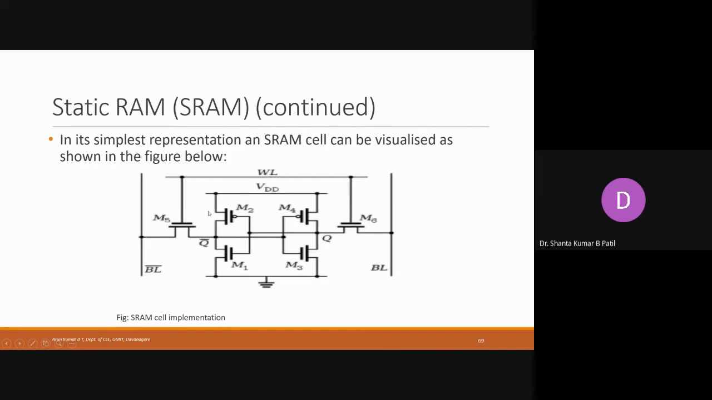Please note, students, the collector of this one is connected to the 5 voltage, and the emitters of these two transistors are connected to the ground. When the base receives from this side, this base is receiving 0 and this base is receiving 1. Out of these two transistors, this transistor starts conducting. This transistor conducting means a connection is formed between the collector as well as the emitter.